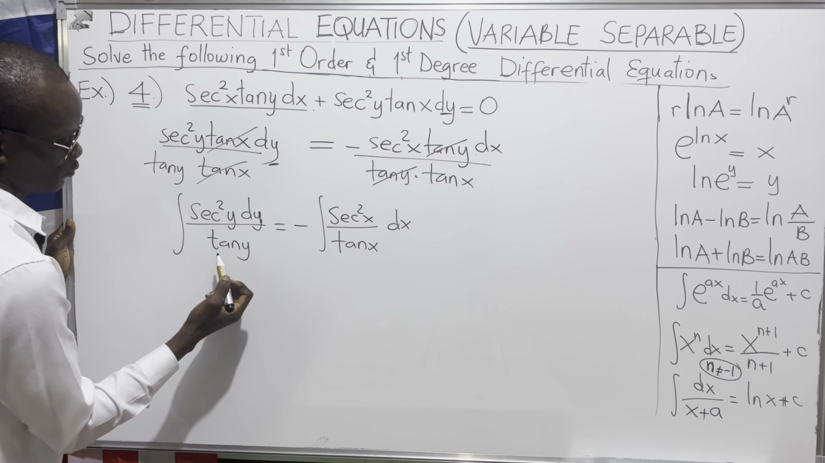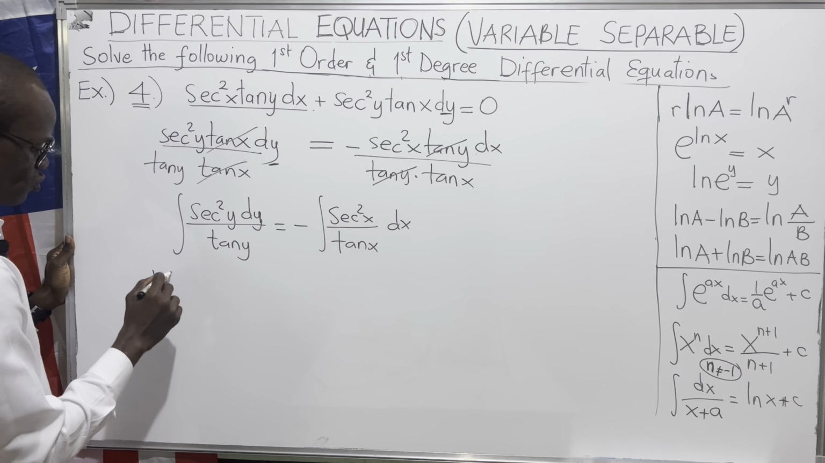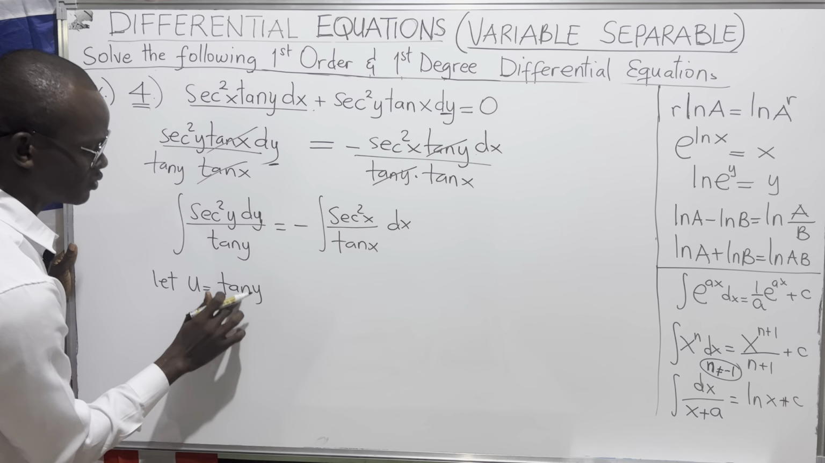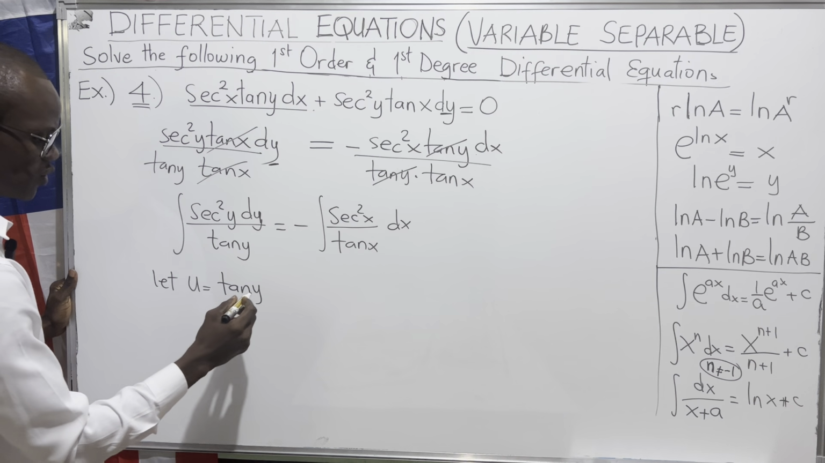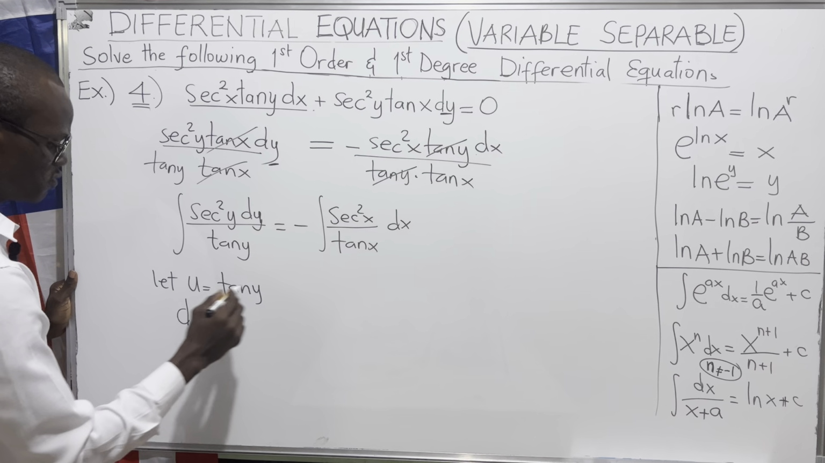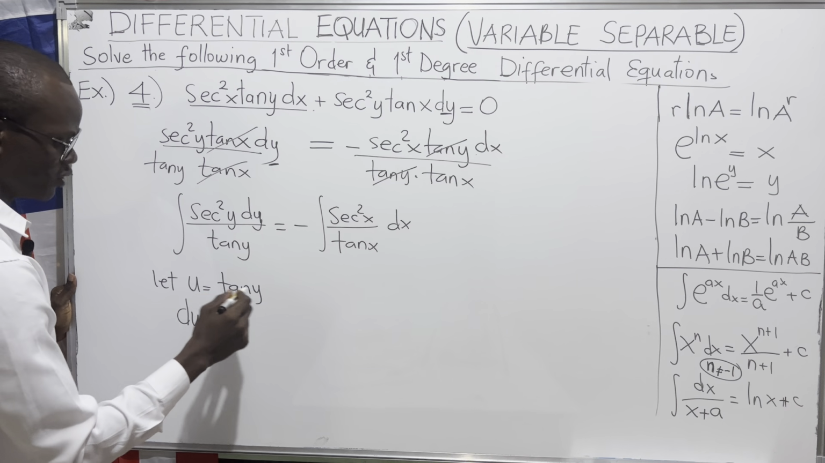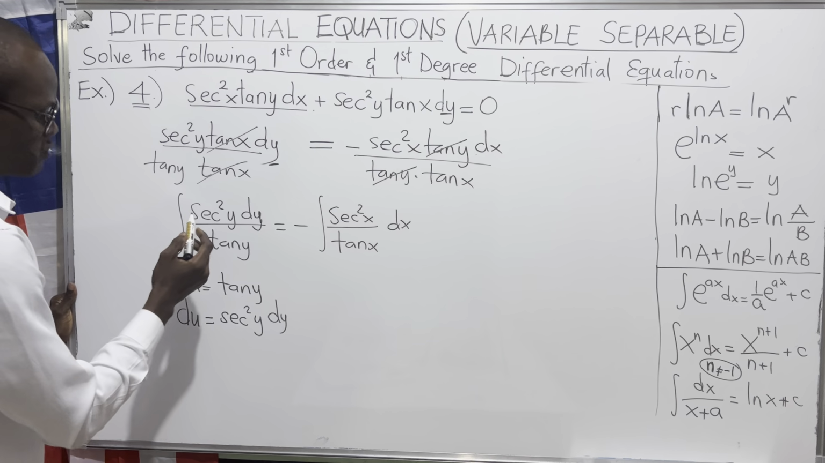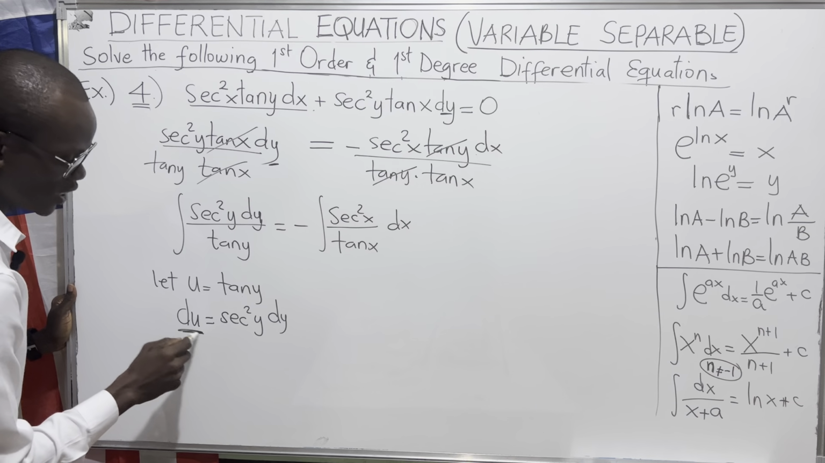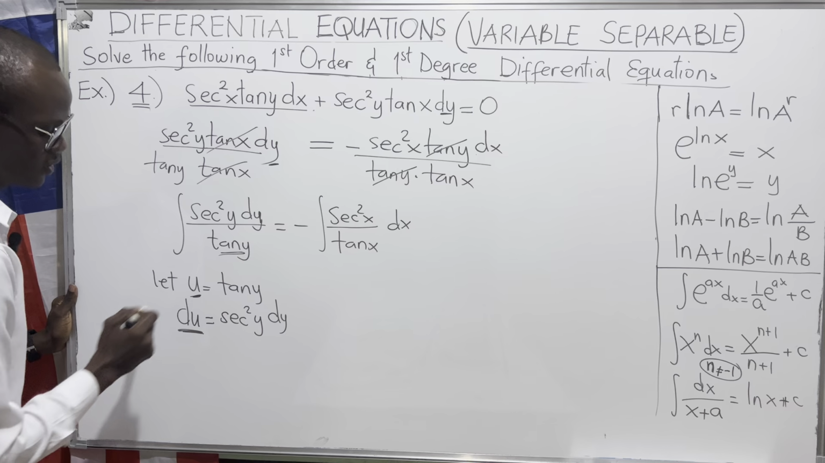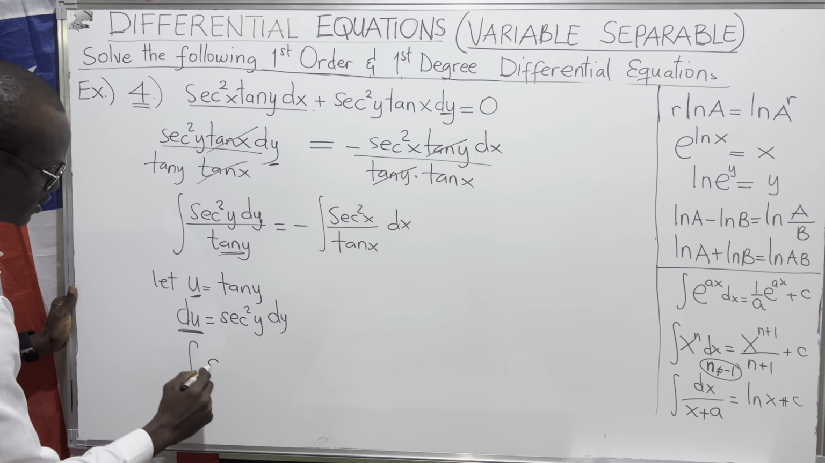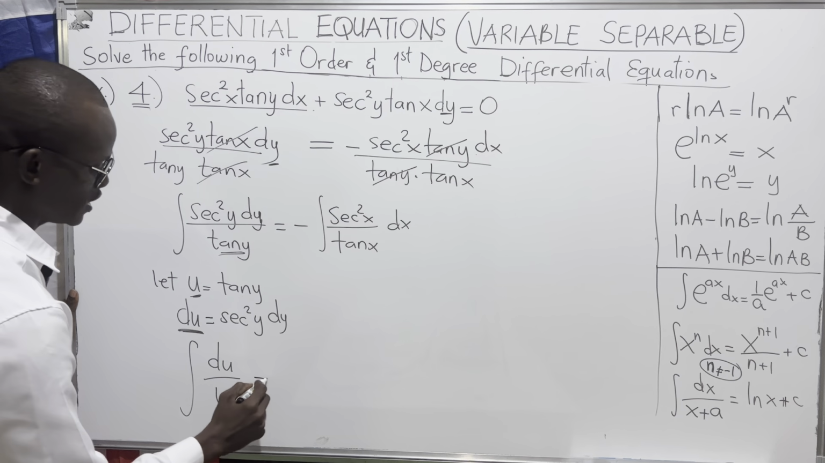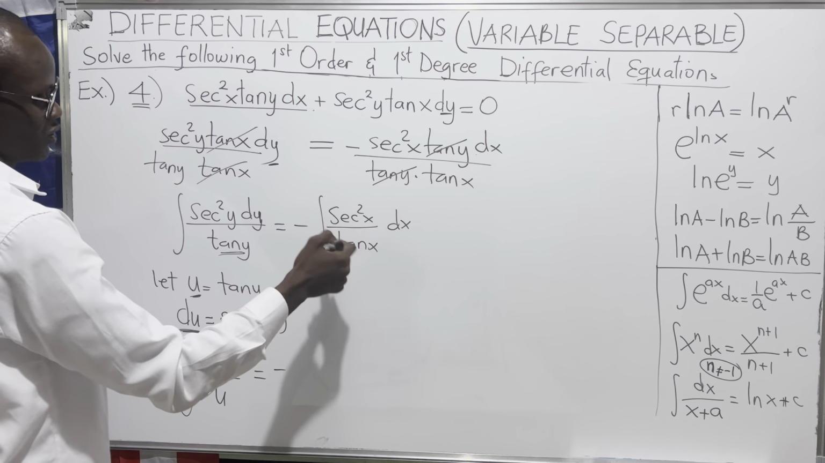So look here. We know that if we let u equal tangent of y, the derivative of tangent of y is equal to secant square y. So if we differentiate both sides, the derivative of u is du, and the derivative of tangent of y is just secant square of y dy. So whenever we see secant square y dy, we want to write du, and wheresoever we see tangent of y, we want to write u. So the integral of this whole thing is just du over u equals minus. Remember that we can do the same thing on this side.